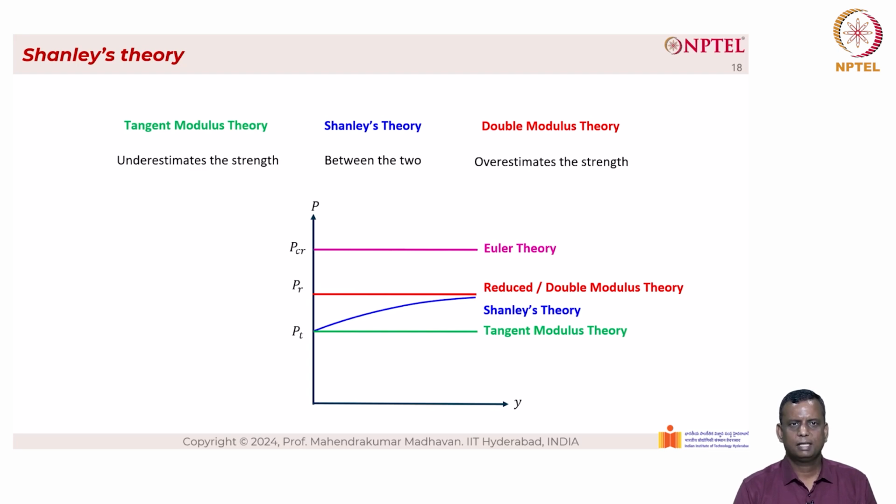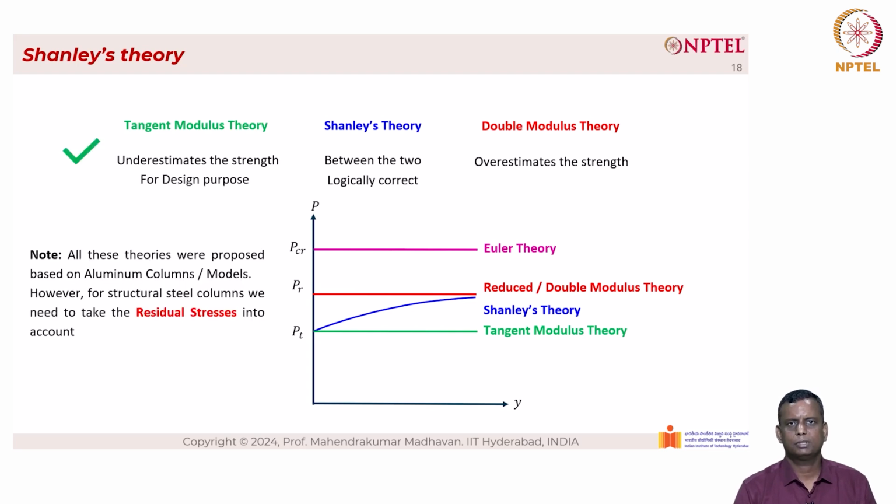So the Shanley's theory starts with the tangent modulus theory and approaches the reduced modulus theory depending upon the lateral displacement. So for design purposes, it is better to follow tangent modulus theory. Note, all these theories were proposed based on aluminum columns/models. However, for structural steel columns, we need to take the residual stresses into account. We will continue our conversation on this column theory with taking into account residual stresses in the coming classes. Thank you very much.